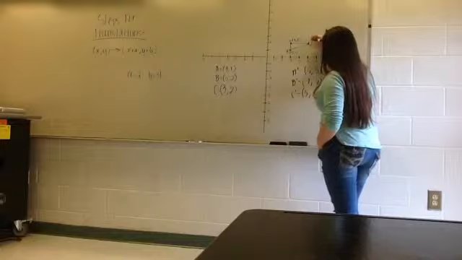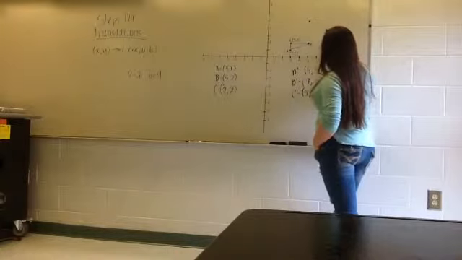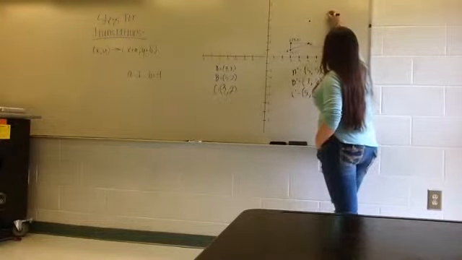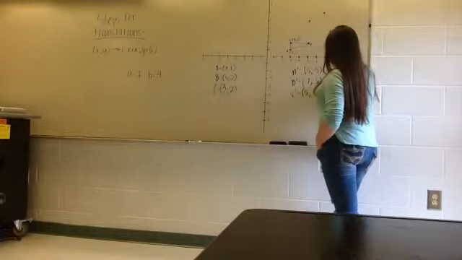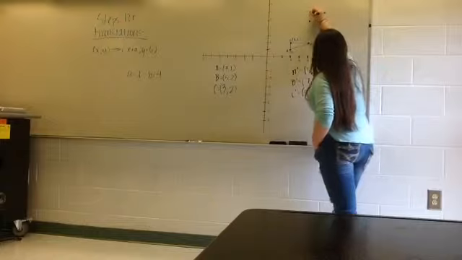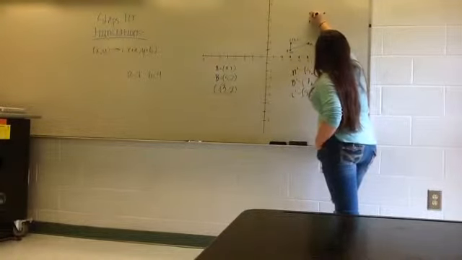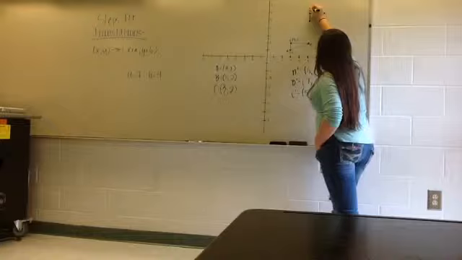A is at 5, 5. B is at 7, 6. And C is at 5, 6. Now you're going to connect your dots or points, and that is your translated image.